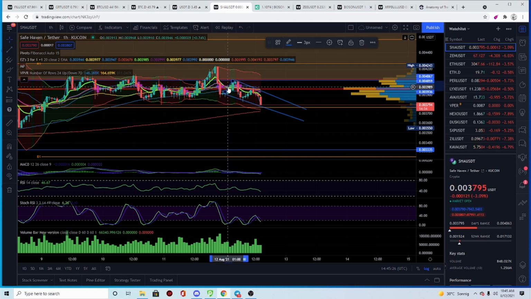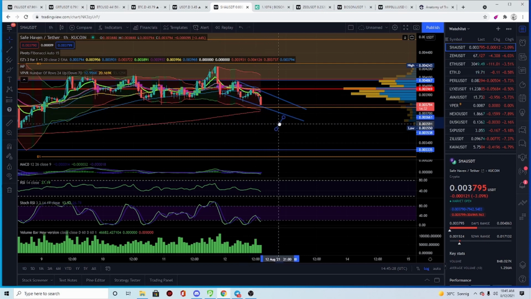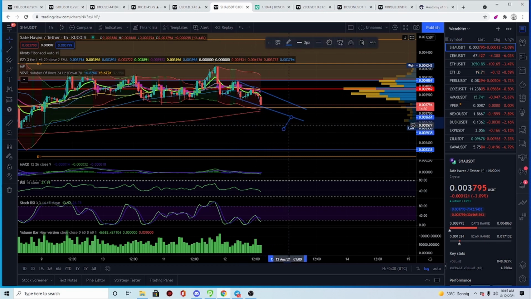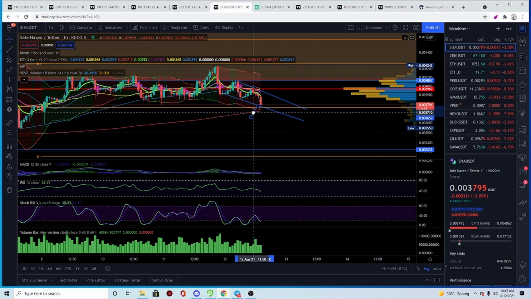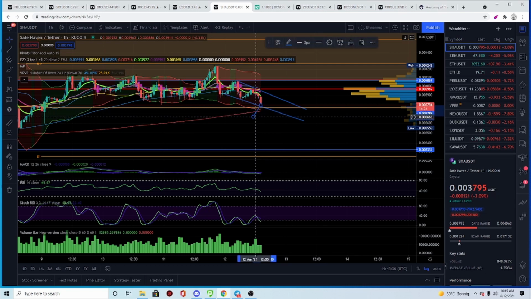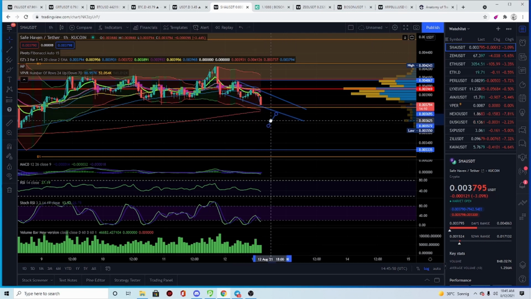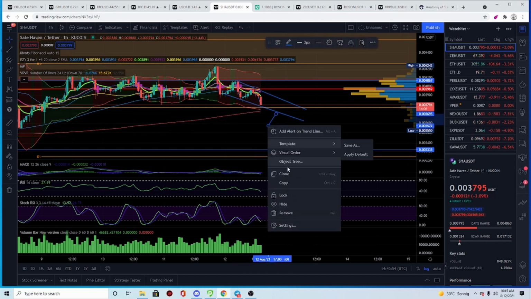If it wants to break down, depending on where it breaks, but let's just say it breaks the channel right here. Well, now you're looking at a target of 0.003669. So you'd be below the 200-day moving average on the 1 hour chart. Obviously, it's not the greatest, but that's where you'd be looking.